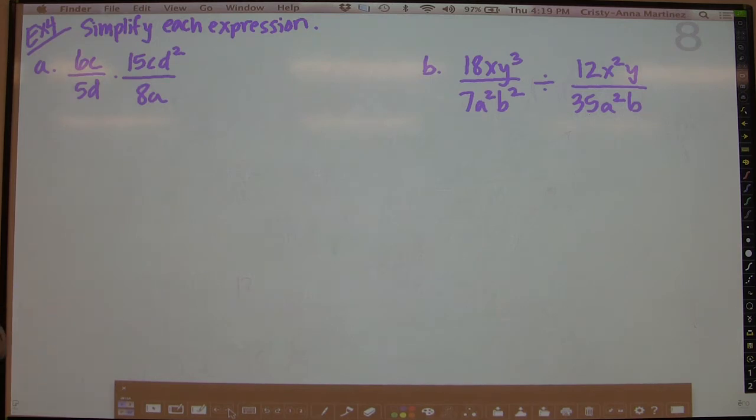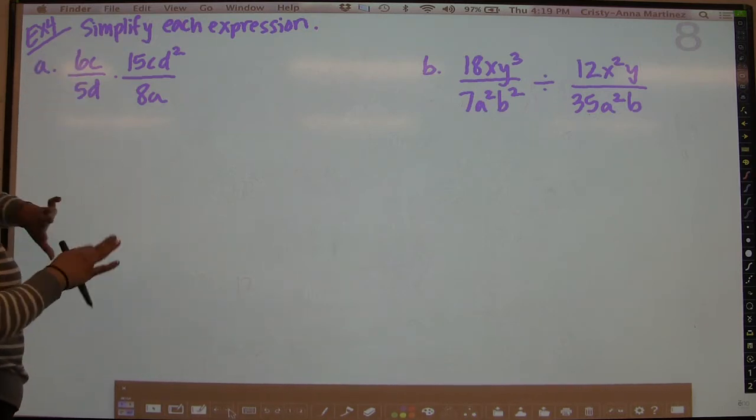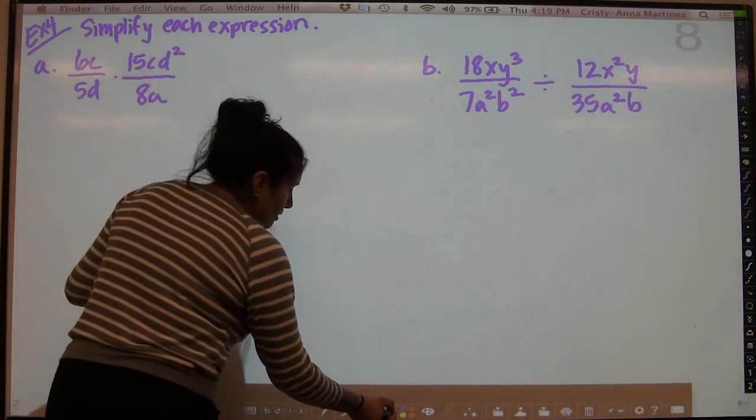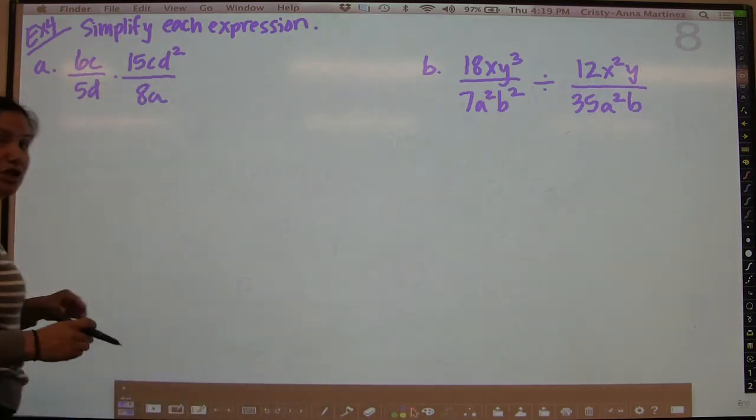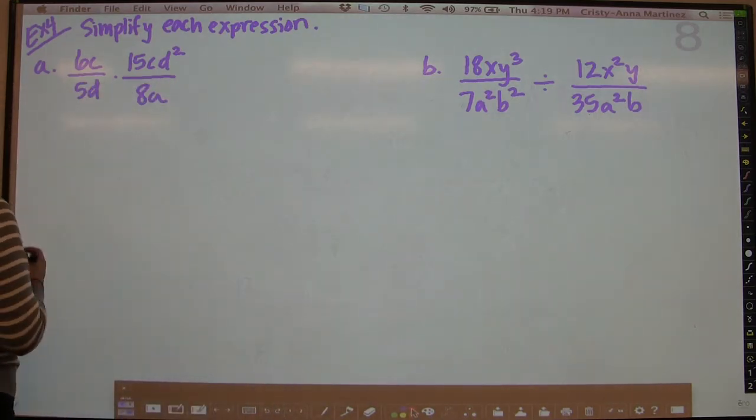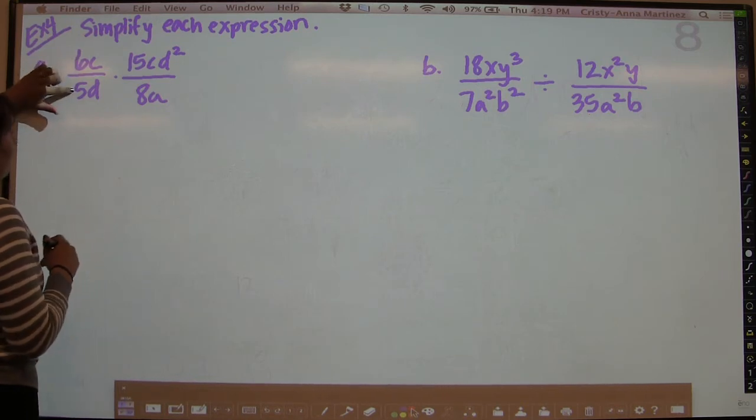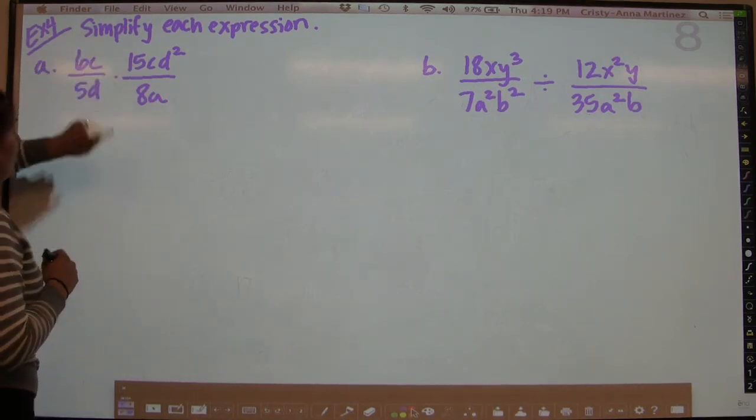And one of the things that I want to remind you is that anything that's on top and on the bottom that has like terms, you can cancel from the get-go. It makes it a lot easier when you do that from the very beginning, so you're working with smaller numbers. For example, I know that 6 and 5 don't have anything in common, but 5 and 15 do, and 6 and 8 do.